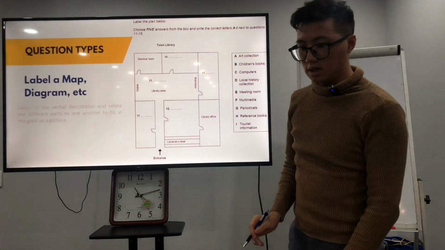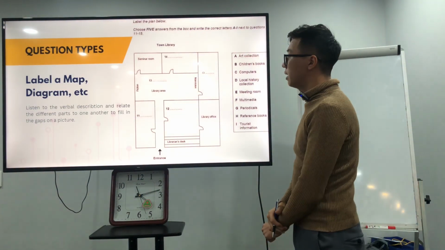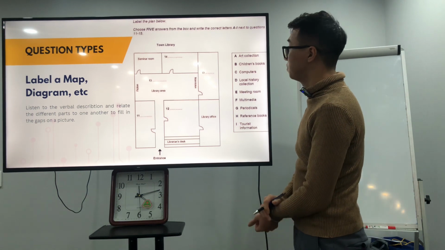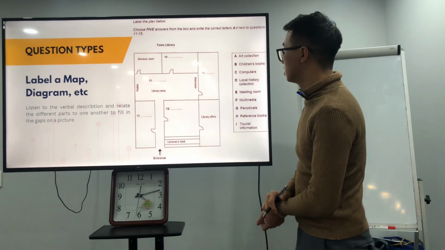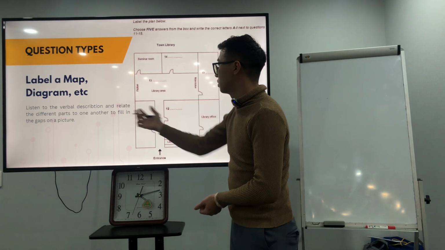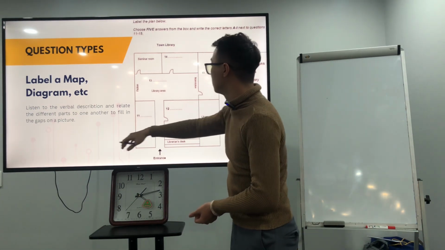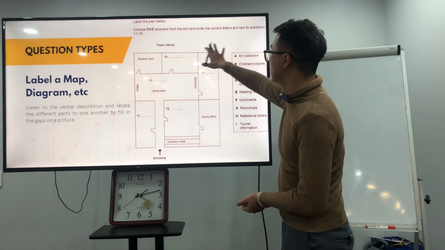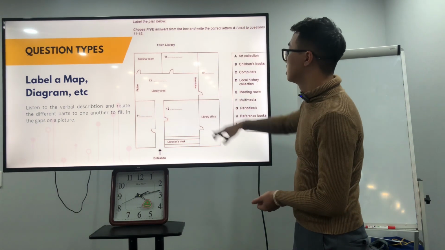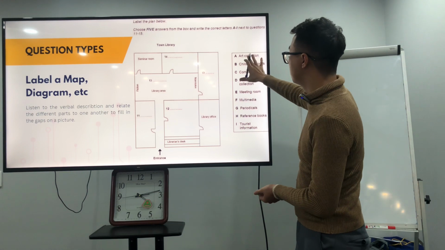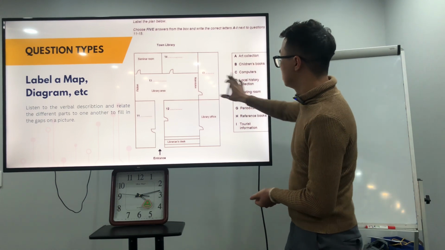Next one is labeling a map, diagram, or more. You will listen to a verbal description relating different parts to one another to fill in the gaps in this picture. This is an example, and you will have to fill this one in here.